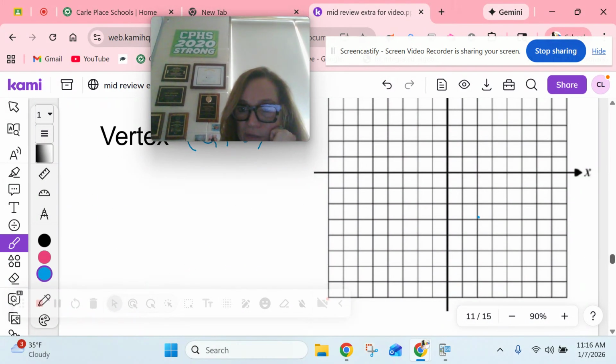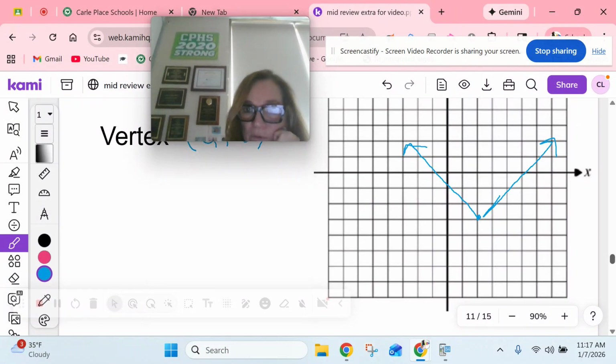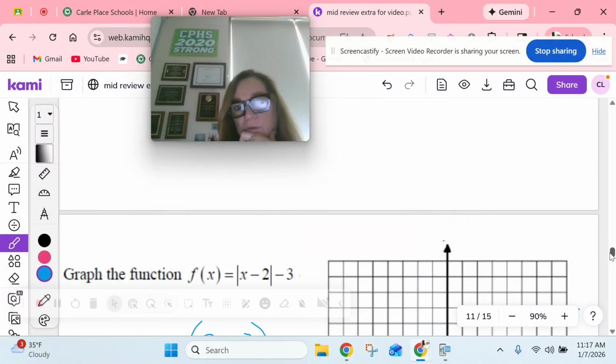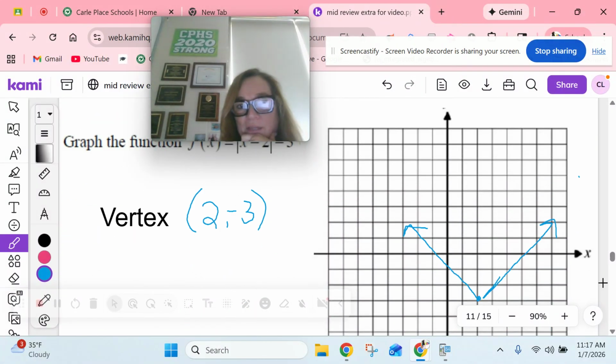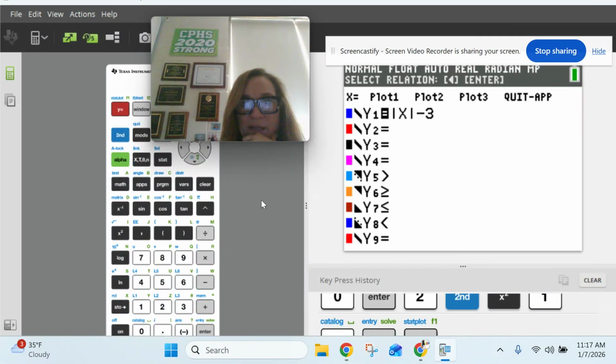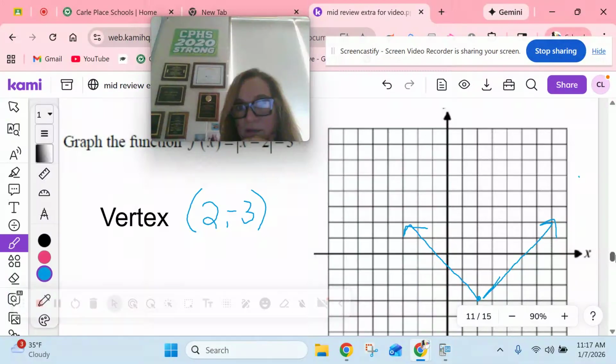Two comma negative 3 is the vertex, and then you just need a couple of points on each side, and always add the arrows. Okay, so remember, you can totally put that in your graphing calculator. You hit y equals, you type it in.